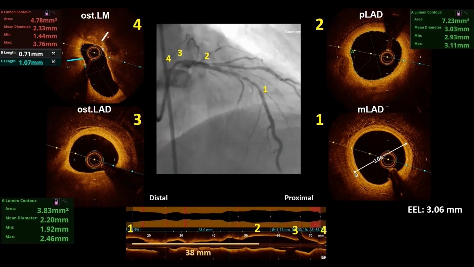The ostium of the LAD, which is the number 3 marker, has a thick eccentric calcified lesion with a lumen area of 3.83 mm². At the left main, we identify a superficial and very thick calcified lesion causing tight stenosis with an MLA of 4.78 mm².